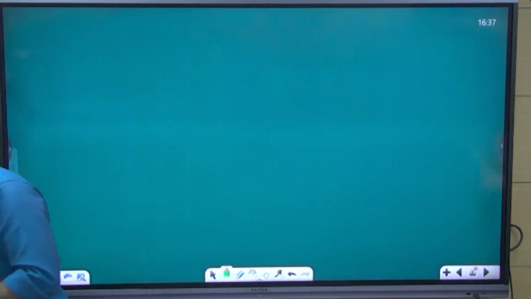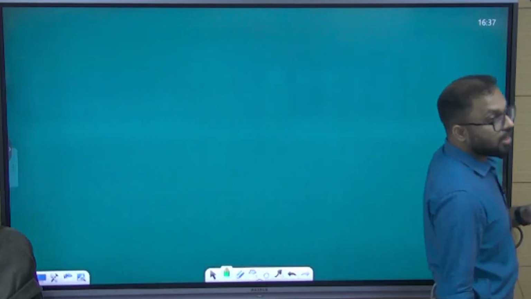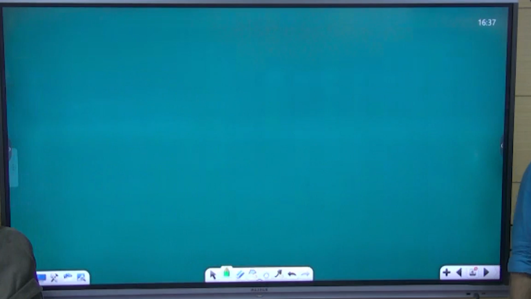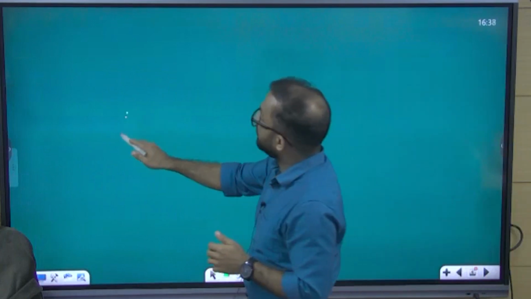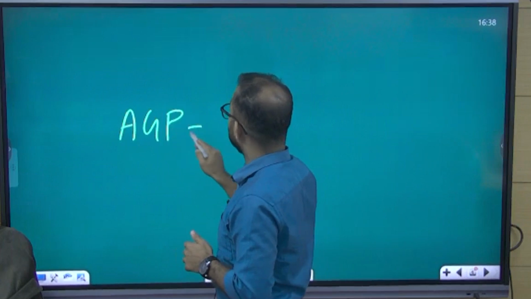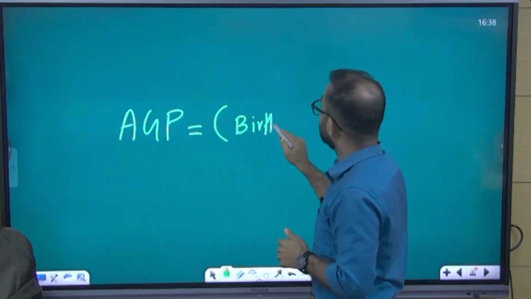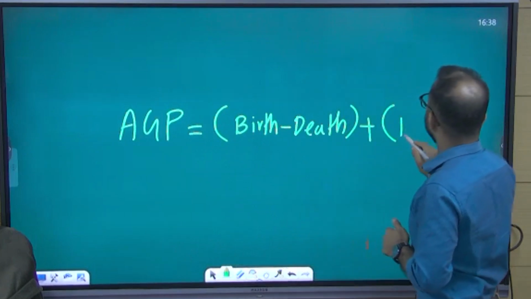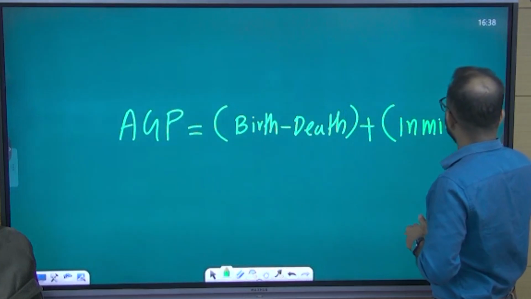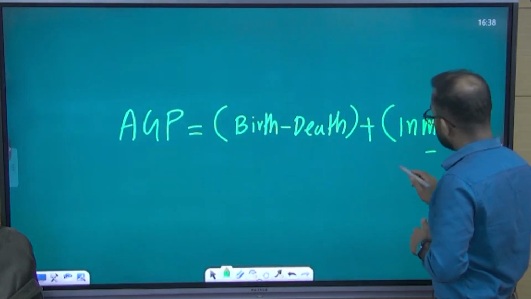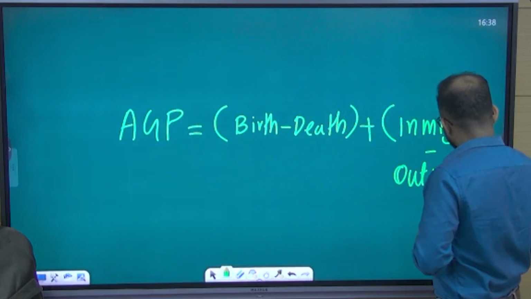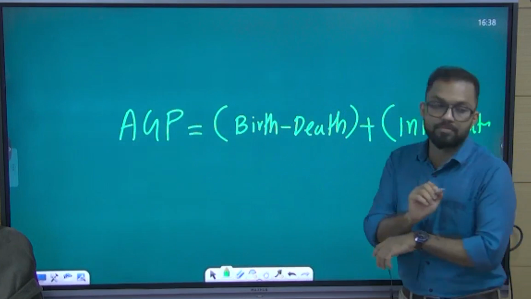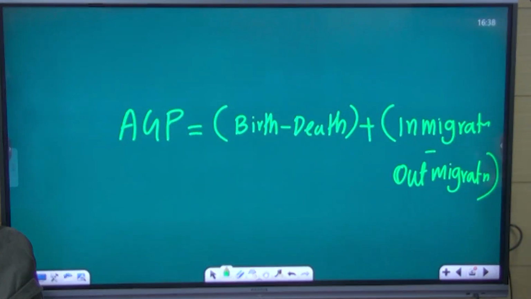Actual growth of population is equal to, how can we calculate it? Actual growth of population is equal to birth minus death, plus in migration minus out migration. In migration minus out migration.